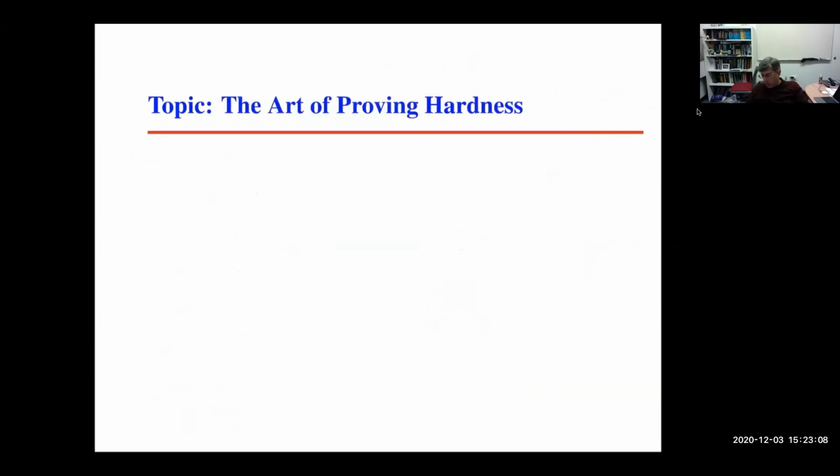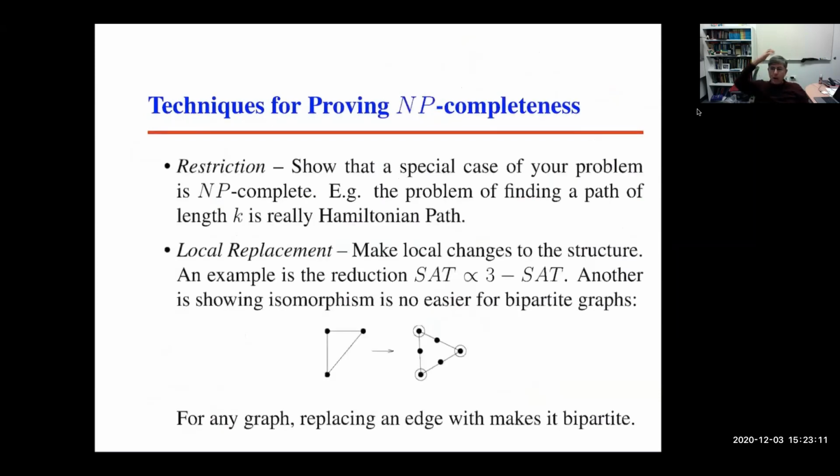Okay, what I would like to talk about now is, again, some of the art of how you prove problems NP complete. Okay, and again, you're trying to show that two problems are the same. That is kind of the heart of the matter here.